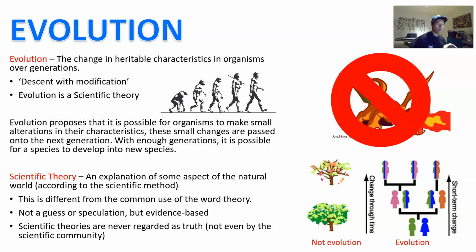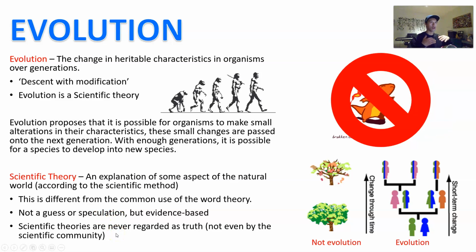Now, worth noting when we are talking about a scientific theory, just to remind you, a scientific theory is an explanation of an aspect of the natural world using the scientific method, which is different from the common use of the word theory, where we theorize and speculate something. It's not a guess, but rather it is evidence-based, and it is never really regarded as truth. Not even by the scientific community. It's consistent and supported by evidence, but it's never really 100% truth, right?